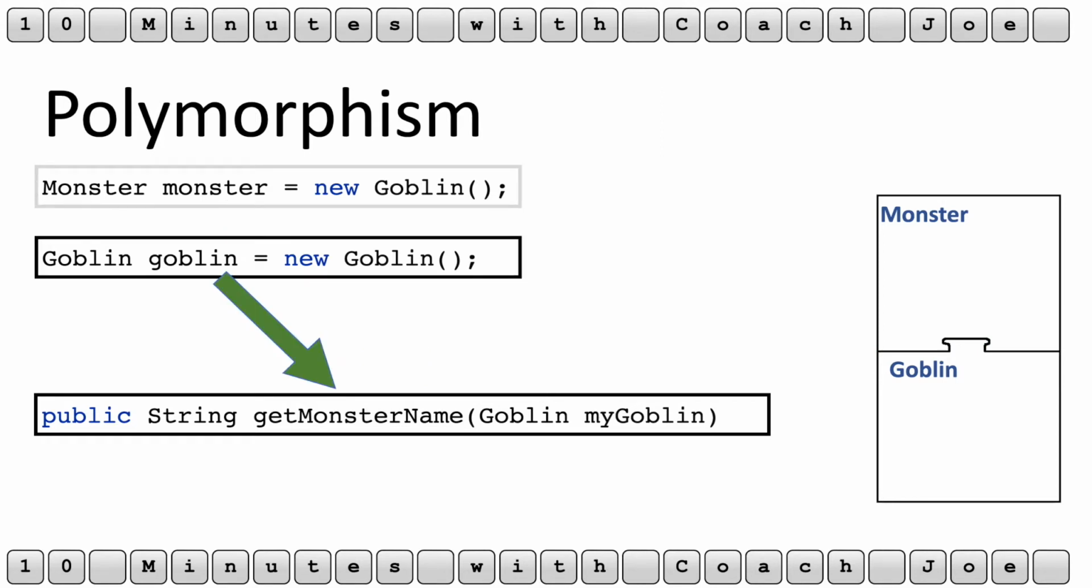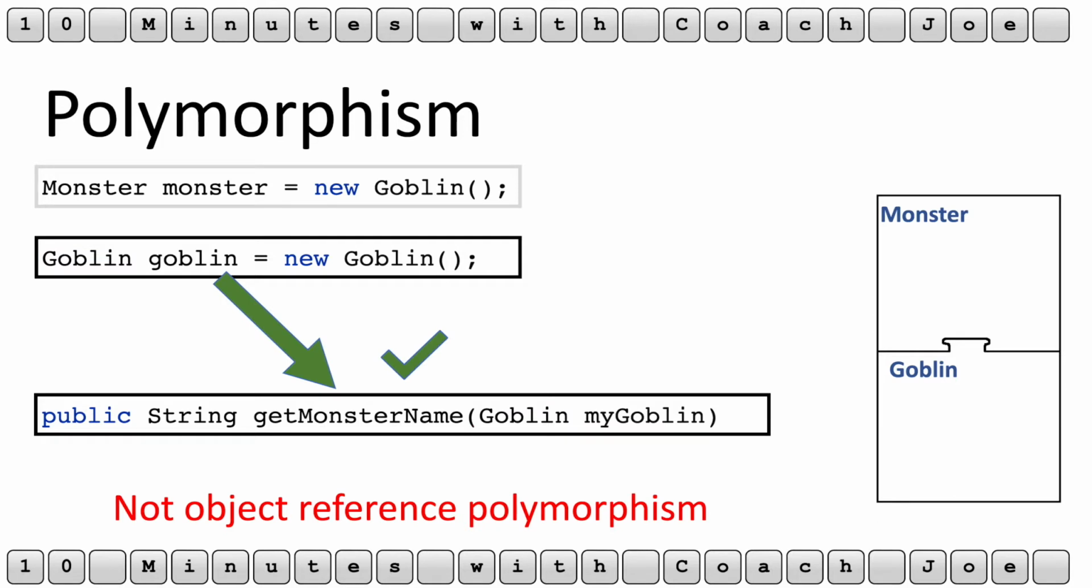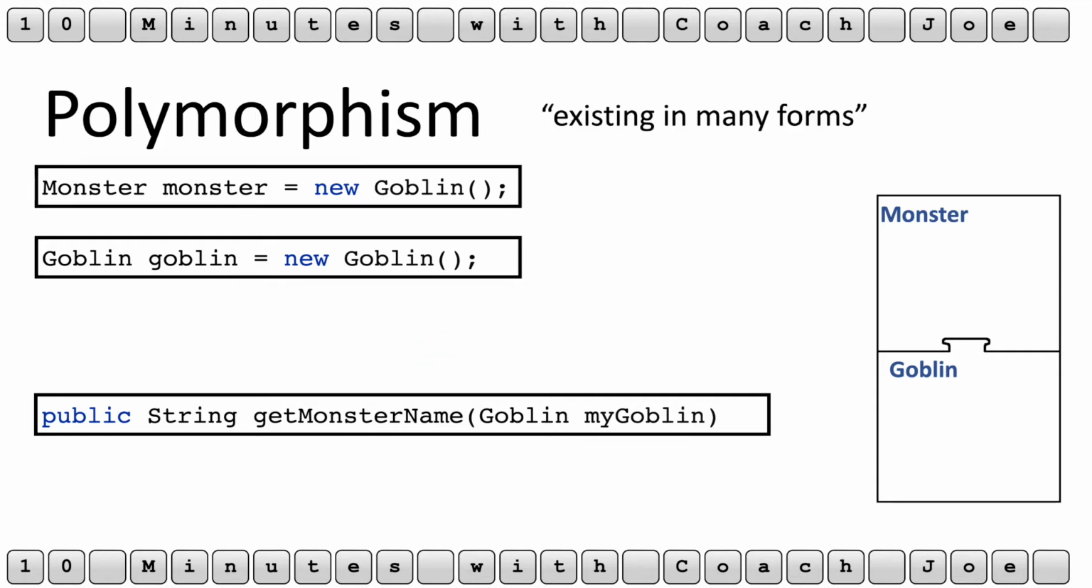The variable goblin can be passed to the getMonsterName method. Both are the same data type, a goblin. Please note, passing a goblin data type is not object reference polymorphism. Only if the parent or interface object is used as a parameter will it be considered object reference polymorphism. Goblin is not a parent or interface to another class. Goblin can be a parameter, it's just not polymorphism. Polymorphism means existing in many forms. As you can see with these examples, one object reference has many forms.